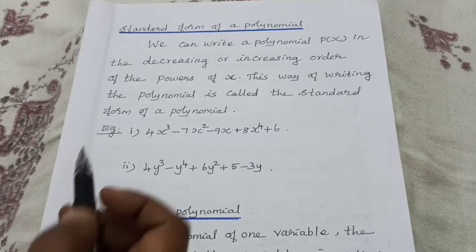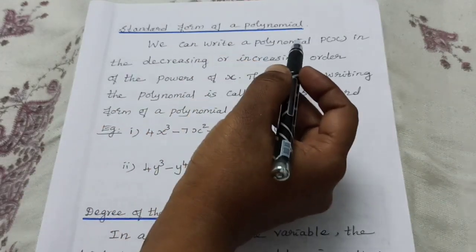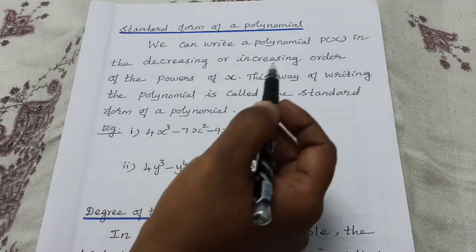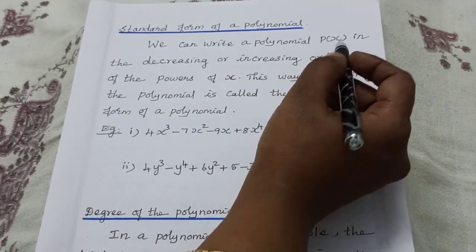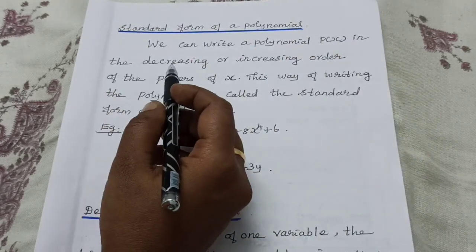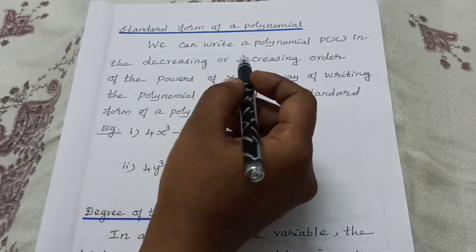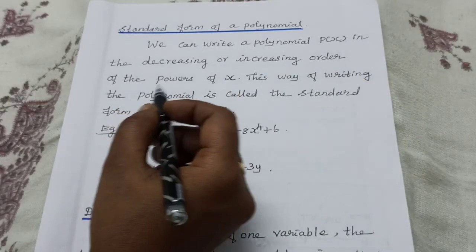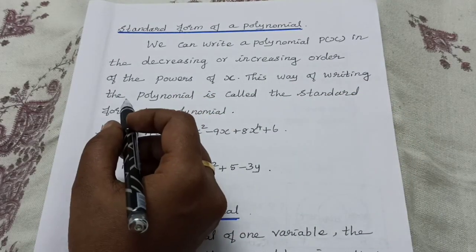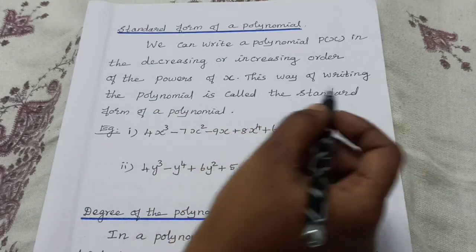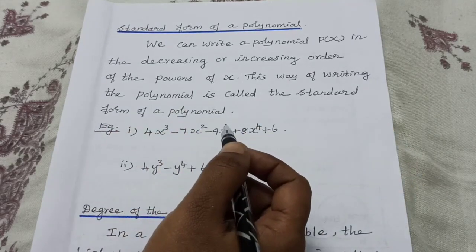Next we are going to see the standard form of a polynomial. We can write a polynomial p of x in the decreasing or increasing order of the powers of x. This way of writing the polynomial is called the standard form of a polynomial.